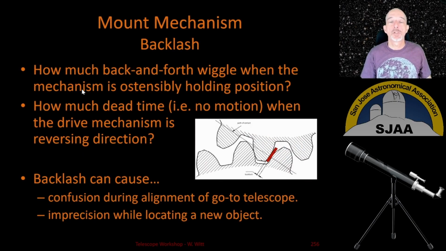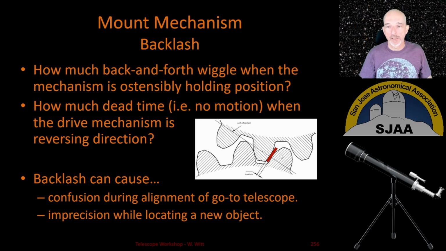So one question we want to ask is, how much back and forth wiggle is there when a mechanism is ostensibly holding position? Let's say you're trying to hold the telescope perfectly steady, just not moving at all. But do the gears actually have a little bit of jiggle in them, so that even though the drive gears are not changing, is the telescope still possibly jiggling a little bit? Another way to ask that same question is, how much dead time, in other words, time of no motion, is there when the drive mechanism is reversing direction?